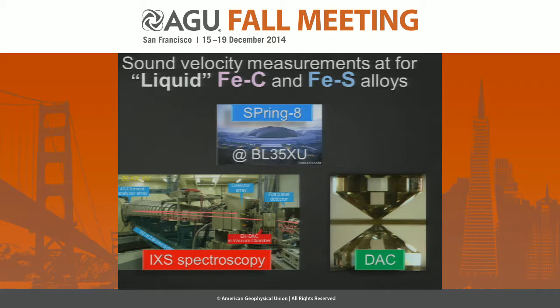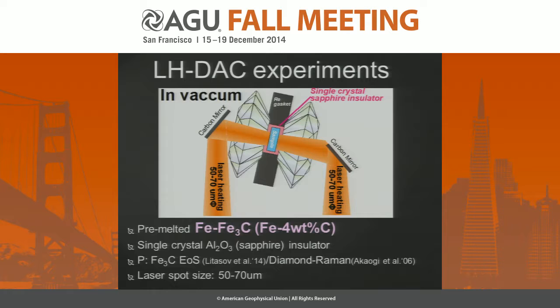So we decided to take on the challenge of sound velocity measurement for liquid iron carbide and iron sulfide samples using diamond anvil cells and high energy resolution inelastic X-ray scattering spectroscopy. Because at the last forum meeting, some of the iron sulfide data has already been presented, I will be explaining our experimental procedure with the iron carbide sample.